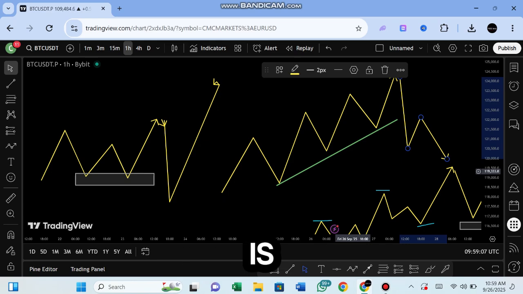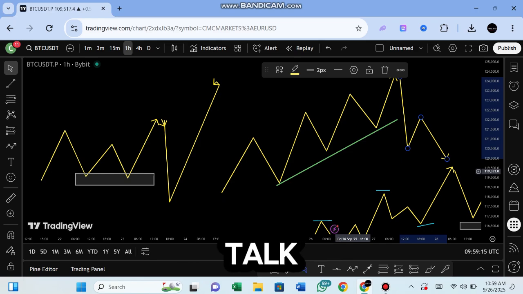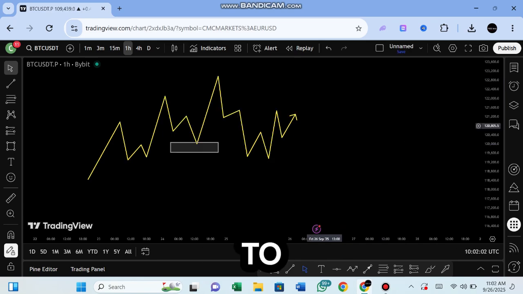The next question is how can you use this to your advantage? How can you prevent yourself from becoming liquidity? And that's what I'm going to talk about next. To use this to our advantage, all we need to do is simply spot zones of liquidity and then wait for the market to clear those liquidity before we enter into the trade.